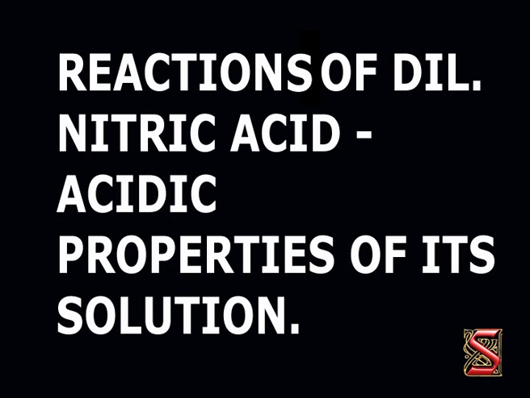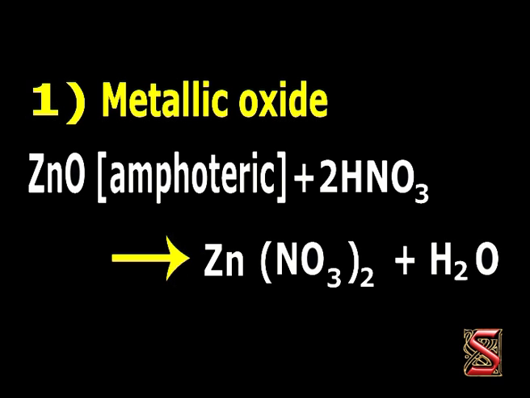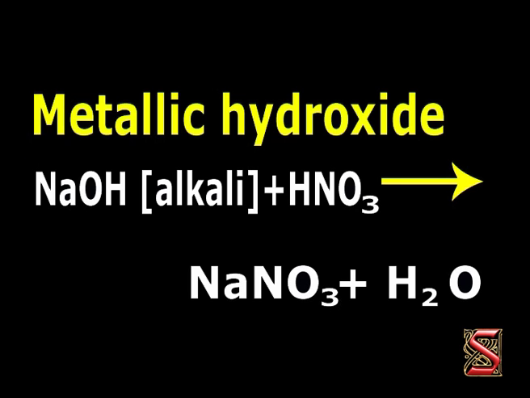Reactions of dilute nitric acid, acidic properties of its solution. The first one, with a metallic oxide. ZnO, amphoteric, plus 2HNO3 gives rise to Zn(NO3)2 plus H2O. The second is metallic hydroxide. NaOH, alkali, plus HNO3 gives rise to NaNO3 plus H2O.